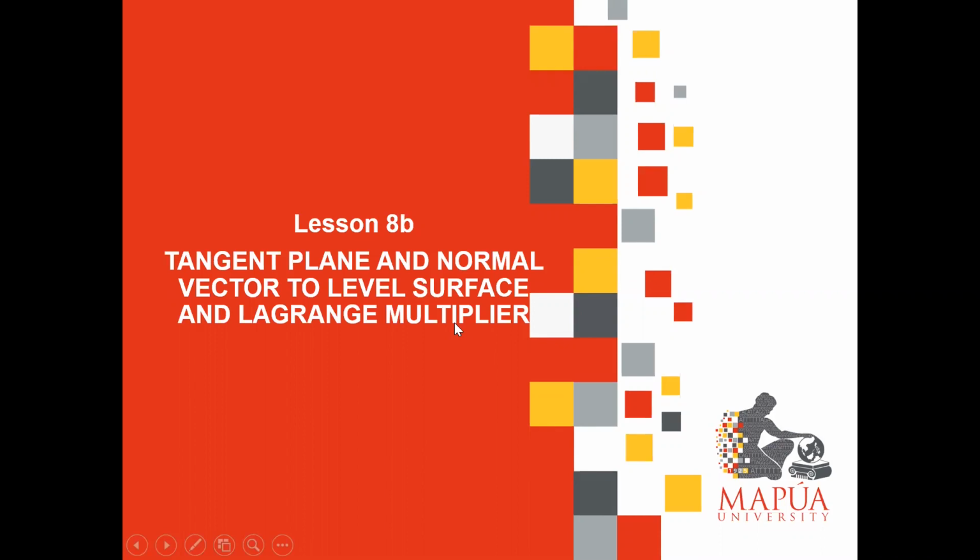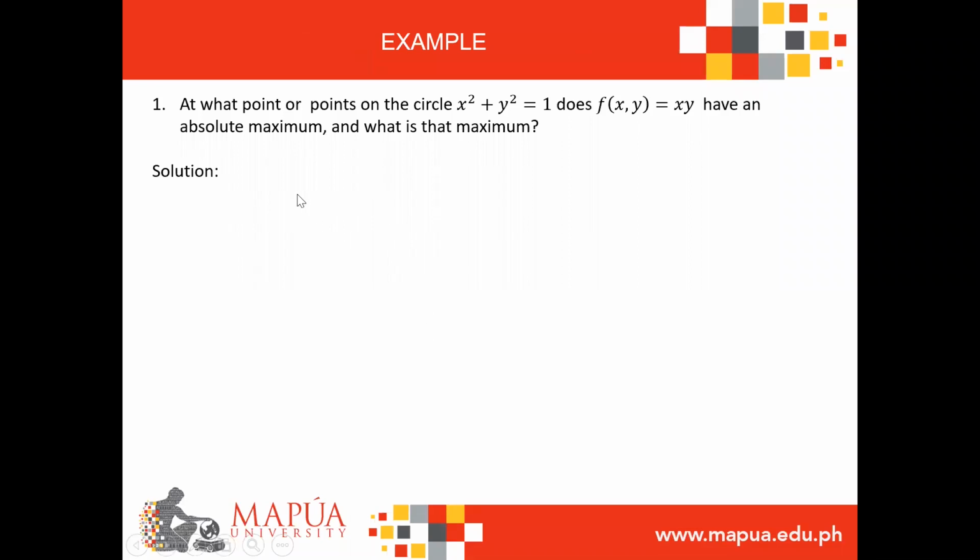Good day. So this is the continuation of lesson 8B and I will be discussing Lagrange multiplier. So it says here, at what point or points on the circle x squared plus y squared equals 1 does f of xy equals xy have an absolute maximum, and what is the maximum?